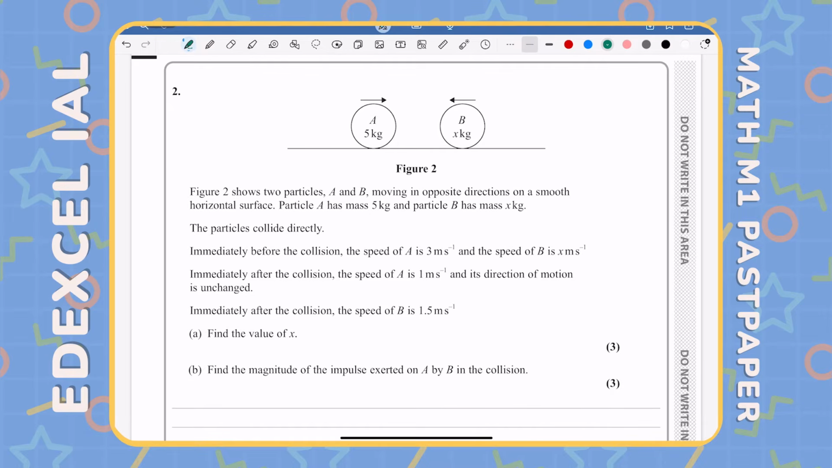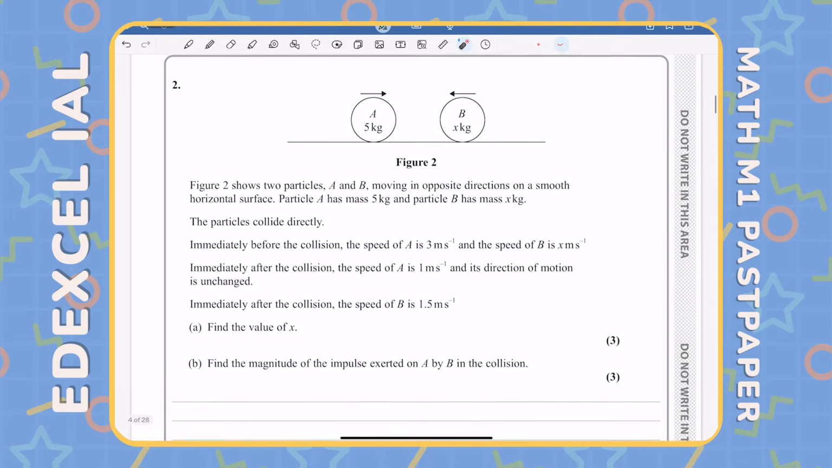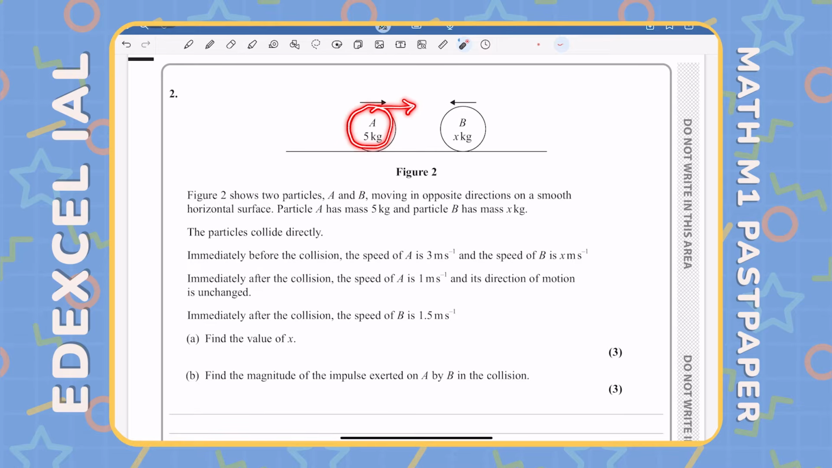The particles collide directly. Immediately before the collision, the speed of A is 3 meters per second and the speed of B is x meters per second. Immediately after the collision, the speed of A is 1 meter per second and its direction of motion is unchanged. So that means A, which is moving towards the right, after collision will continue to move towards the right. Now, an interesting thing to think about is the direction of B. Well, if you think about it, since A continues to move towards the right, that means B will also move towards the right as well.